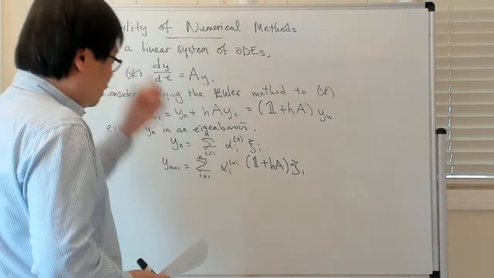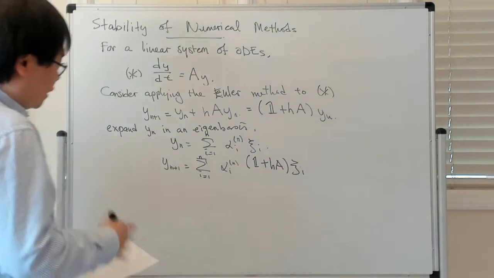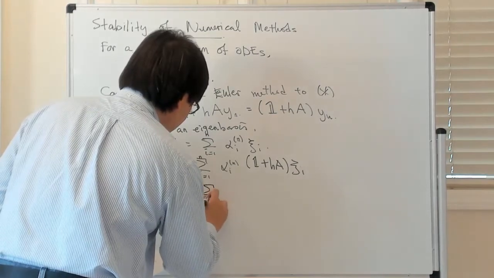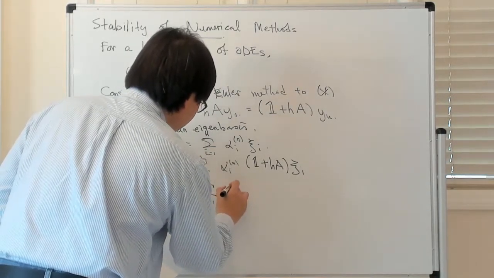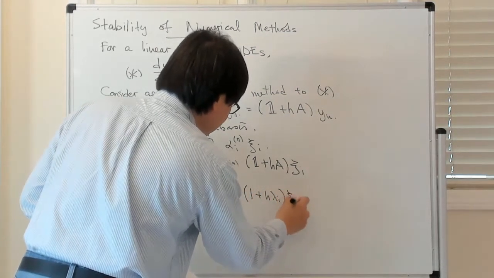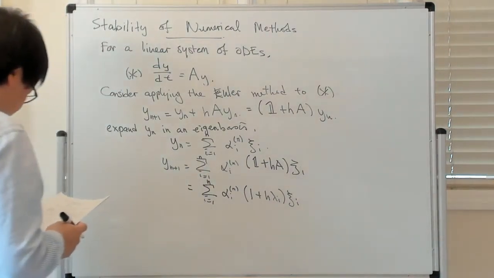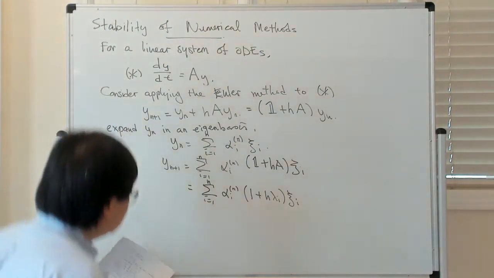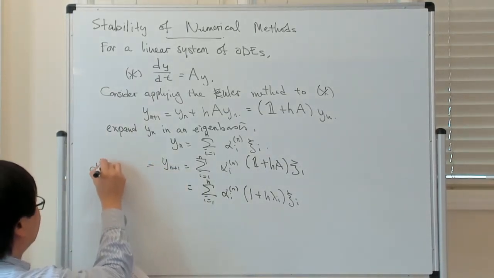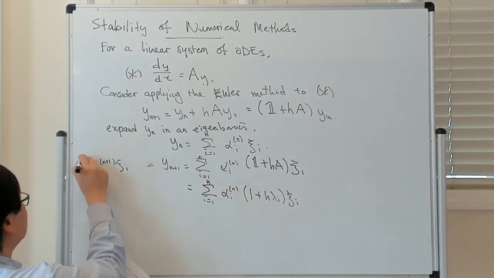All right, but now I have a matrix A acting on an eigenvector, so I can write this in terms of the eigenvalues. So this equals the sum from i equals 1 to n of α_i^n (1 + hλ_i) v_i. Right, and again you can write y_{n+1} in terms of the eigenbasis, so you can write this as the sum from i equals 1 to n of α_i^{n+1} v_i.